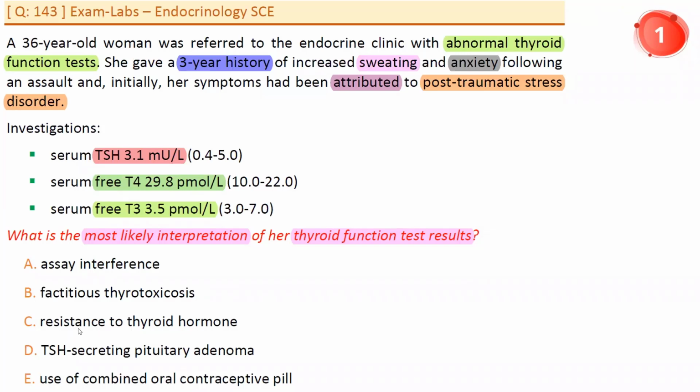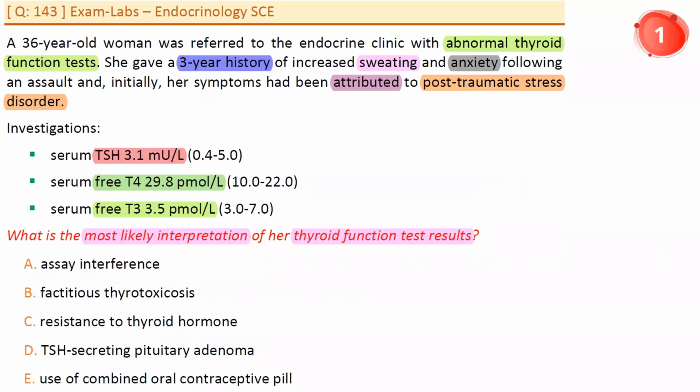Why should we exclude resistance to thyroid hormone? Because in resistance to thyroid hormone, in the TSHoma, free T4 is elevated and free T3 is elevated. Both thyroid function tests must be elevated in resistance to thyroid hormone. Yes, the same for TSH-secreting pituitary adenoma.